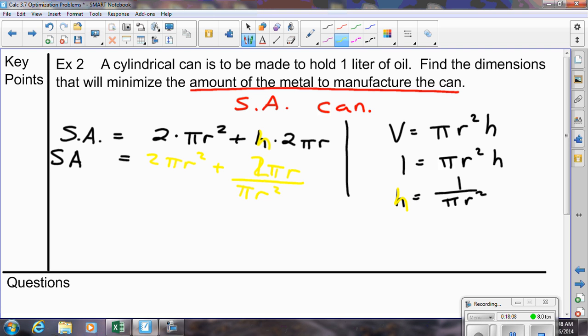Let's simplify it. Our surface area depended on variable r. Well, 2 pi r squared. Pi over pi cancels. R over r squared is r to the negative 1. And so there we have our formula.